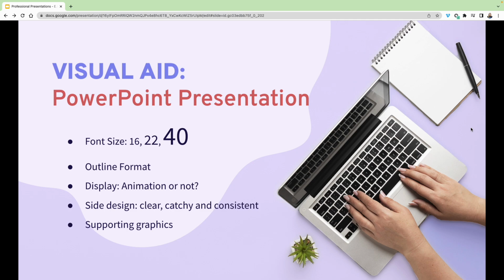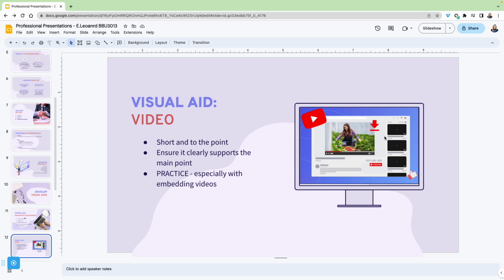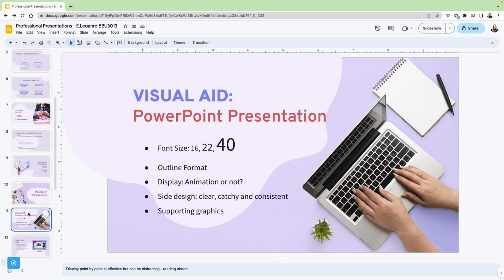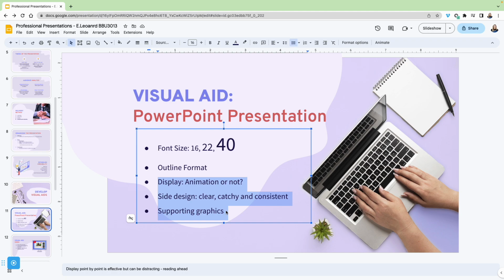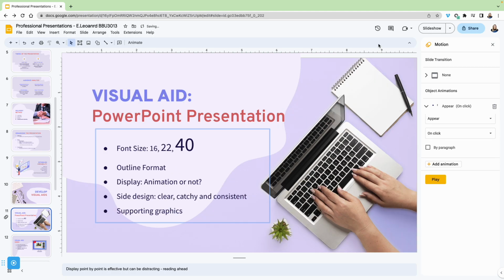So let me show you one more hot tip, and that's how to add animation to your slides. As I mentioned, I am going to be showing you how this works on a computer presentation. What I want to show you is what it would look like if I have these points coming in on a click. So I'll highlight the text that I want, and I'll go up here to animate. Now it's going to automatically put it in as appearing on the click.